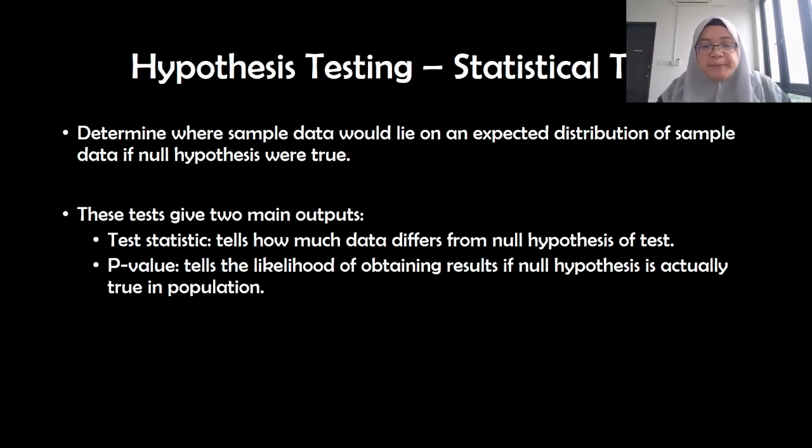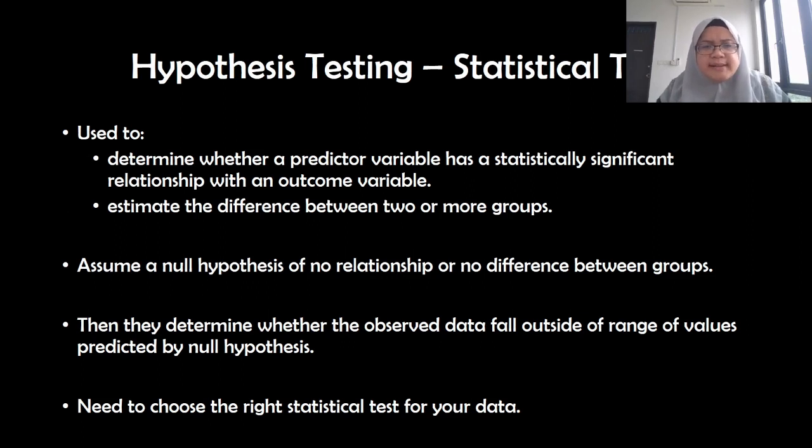true in the population. So, a statistical test is used to determine whether a predictor variable has a statistically significant relationship with an outcome variable, and also it is used to estimate the difference between two or more groups. Statistical tests assume a null hypothesis of no relationship or no difference between groups. Then they determine whether the observed data fall outside of the range of values predicted by the null hypothesis. So basically, we need to choose the right statistical test depending on our data.